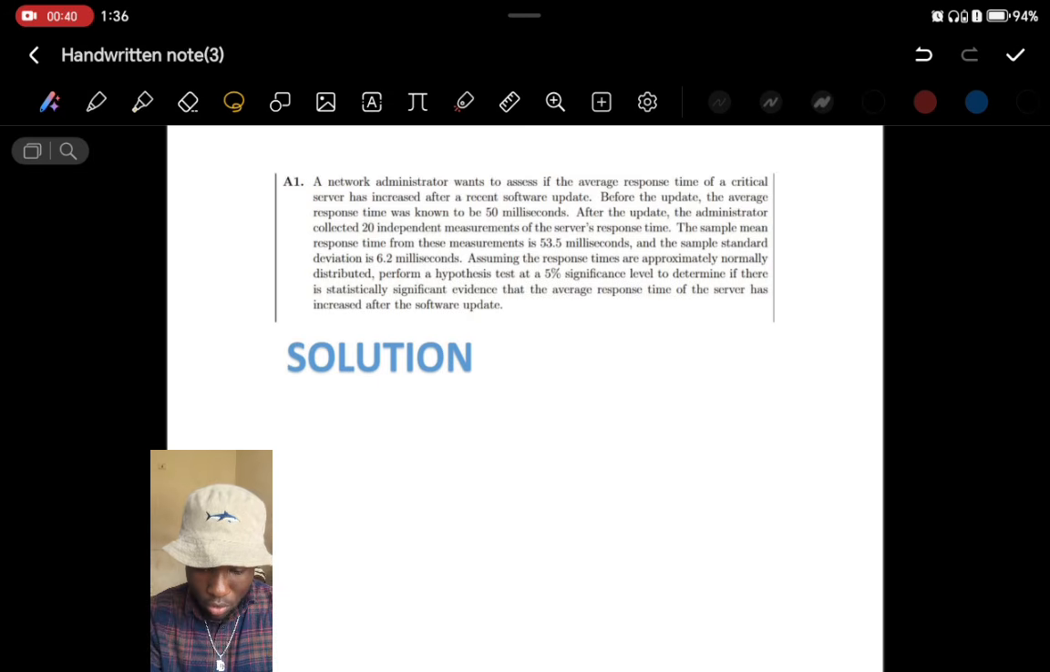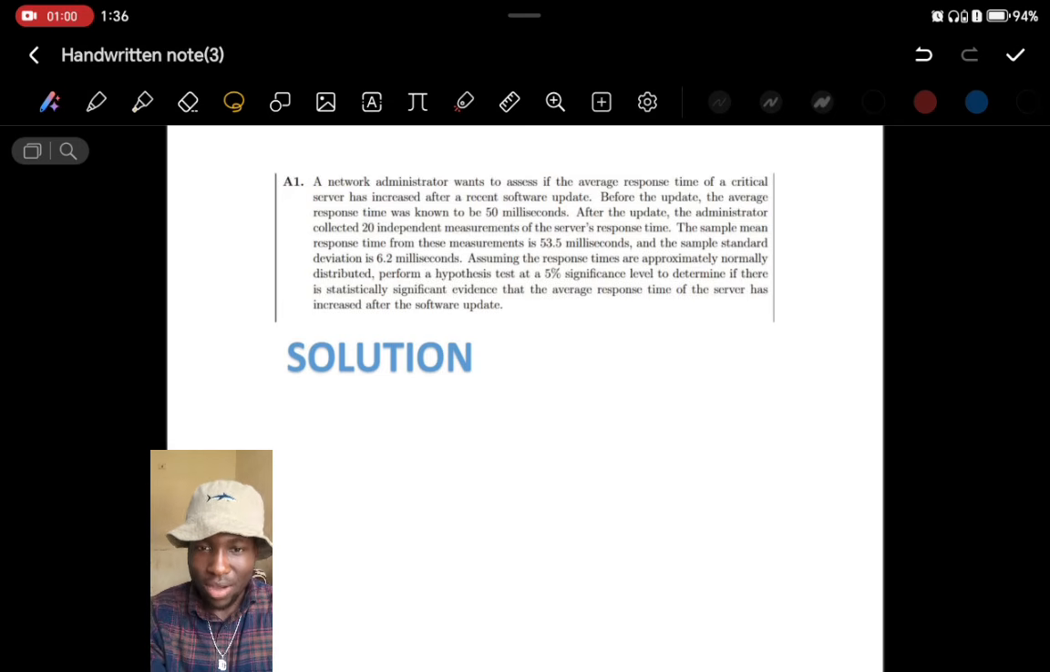So what is it that we know? We know that the average response time before the update was 50 milliseconds, and after the update we are told it increased. How do we tackle this? First, we need to write our null and alternate hypothesis.